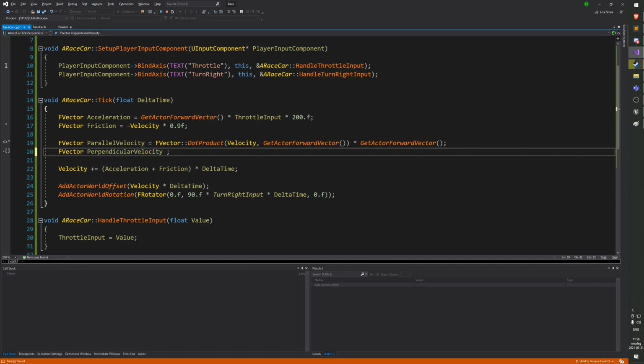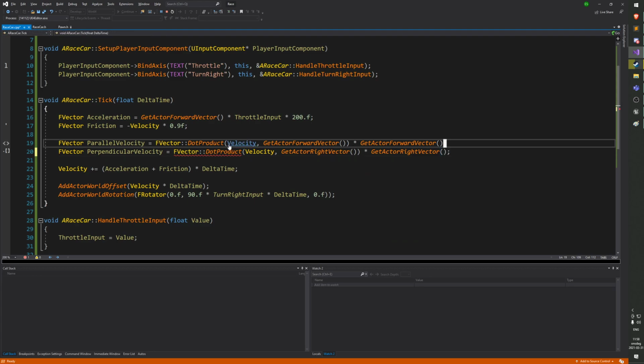And then to get the other part, I will just do the same thing, but instead of the forward vector, I'll just do the right vector. So I'll do velocity dot get actor right vector times get actor right vector. So this will give us the part of the velocity that's pointing in the actor's right vector. So now we have our two velocities.